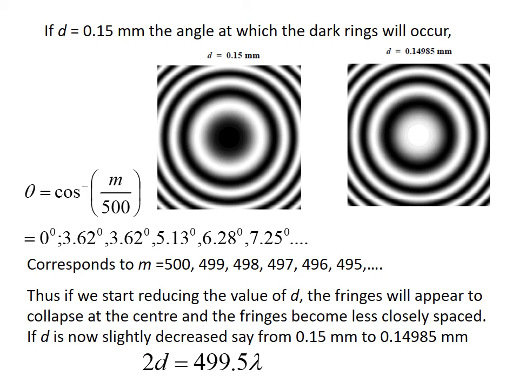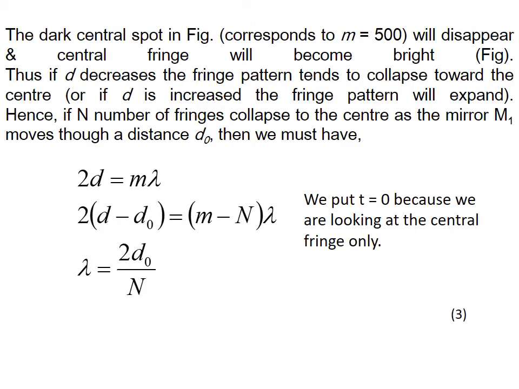This states that if we start reducing the value of d, here we have decreased from d equals 0.15 to 0.14985 mm, the fringes appear to collapse at the center and the fringes become less closely spaced. It can be clearly seen from the two figures. Now, if d is further decreased, it becomes 2d equals 499.5 lambda. From the two figures, we can see that the dark central spot in the left hand side figure has disappeared in the right hand side figure and a central fringe has appeared, which is bright. Thus, if d is decreased, the fringe patterns tend to collapse towards the center, or if d is increased, the fringe patterns expand.